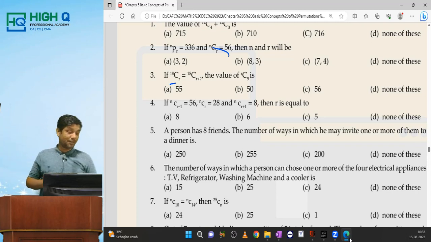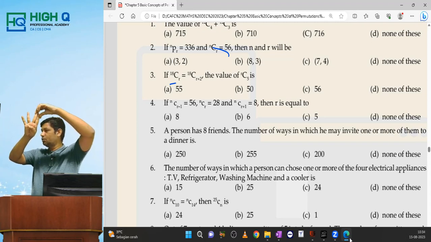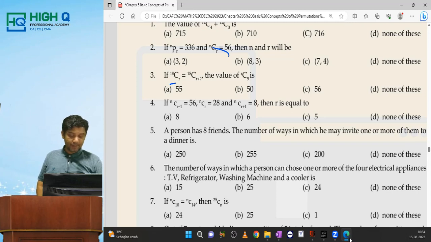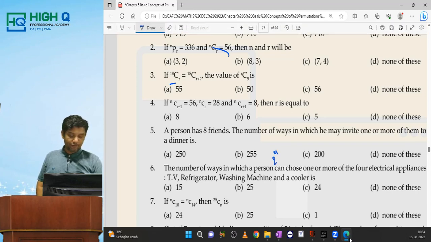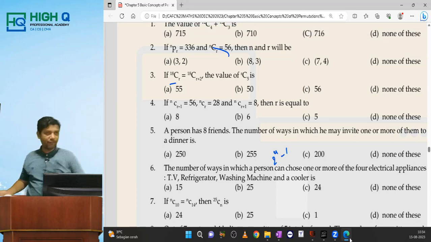It's not like that, sorry. Out of 4, I can select any one. I can buy any one or 2 or 3 or all the 4. So what is it? 4C1 plus 4C2 plus 4C3 plus 4C4. Is my answer 2 power 4 minus 1, my dear? 15.